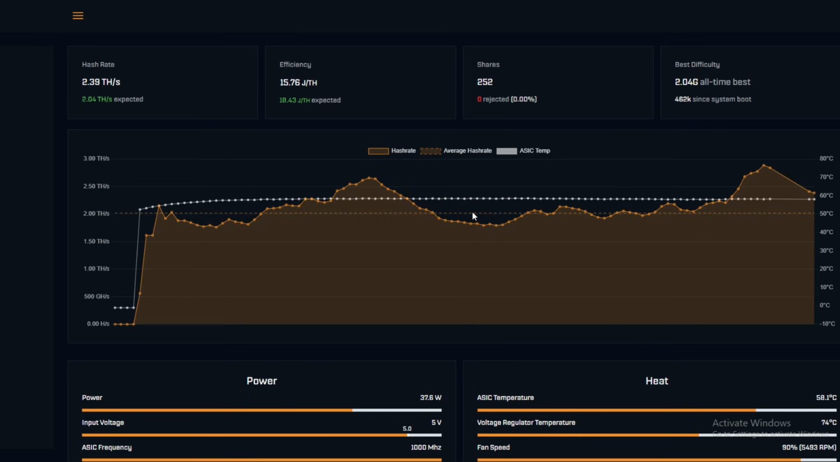So after letting it run for a little bit, as you can see there, our average is 2.02 terahash. So we finally achieved that 2 terahash number, and I'm only counting it as an average.